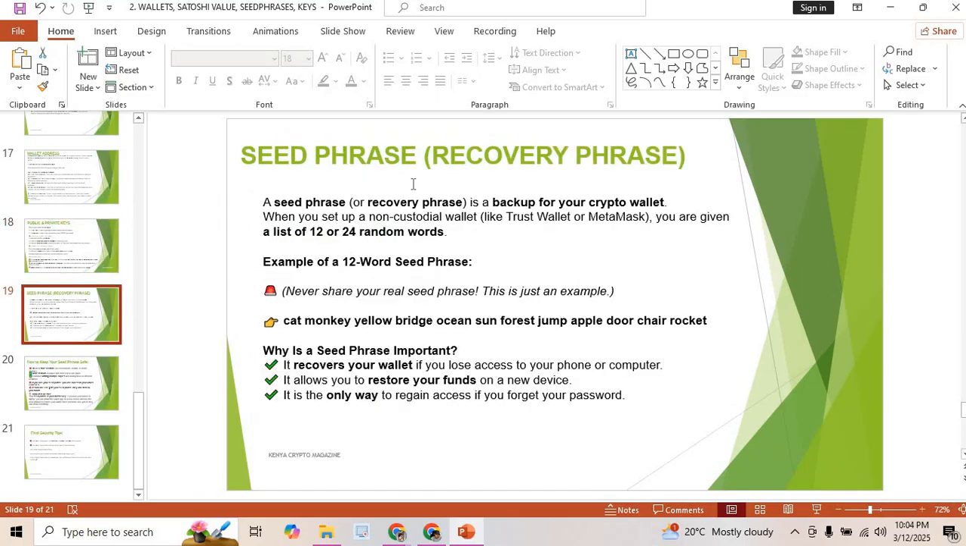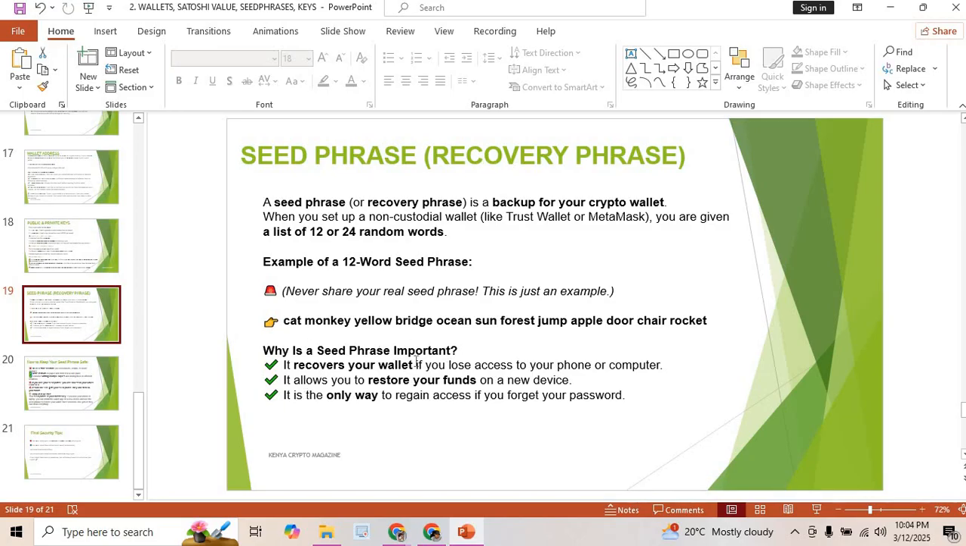Moving to the next part, we have the seed phrases. We have talked about this multiple times, but for you to understand it quite well, we are going to see about that tomorrow. For now, just understand it is the backup for your crypto. And I've said for the hot wallets, they mostly give you a 12-word seed phrase, but for cold wallets, they'll give you 24 random words. So why is a seed phrase important?